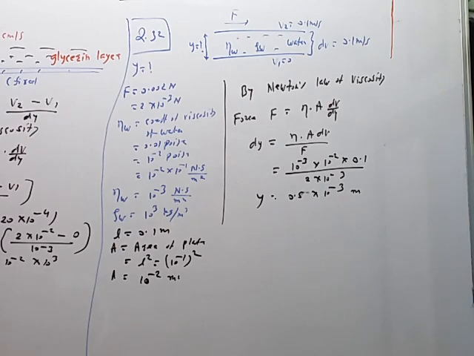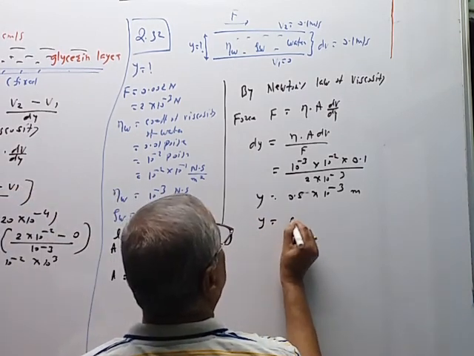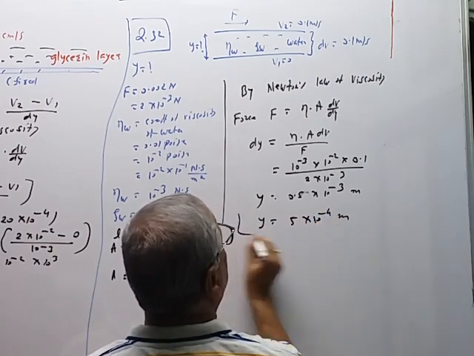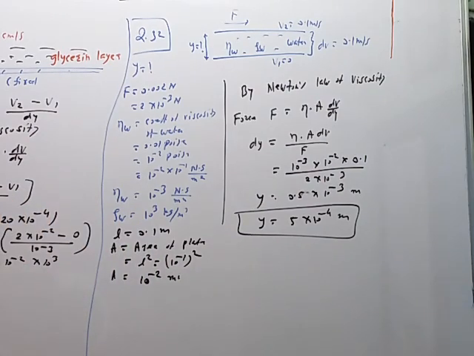There, the choice letter C was left to be written. So 5 into 10 raised to minus 4 meter, that is 0.5 mm. The thickness of the water layer is equal to this much. Therefore, the correct choice is C.